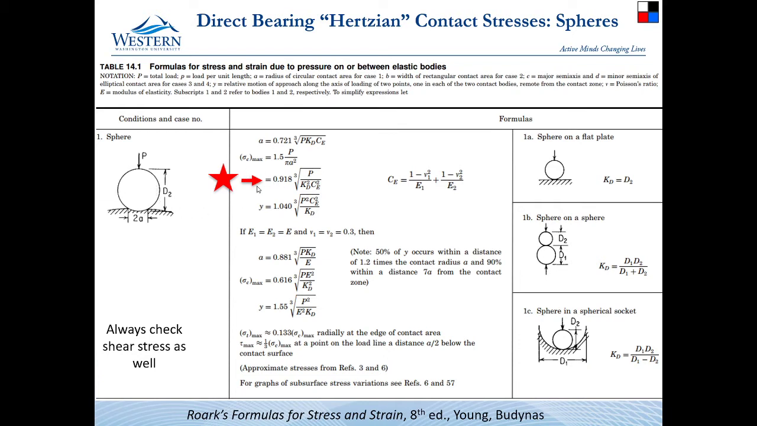And so sigma C max is 0.918 times the cube root of the load divided by this value of KD squared, which is the diameter, times C sub E, this equivalent Poisson's ratio and Young's modulus all tied up together. And when we do that, we will get this value for this maximum compressive stress.